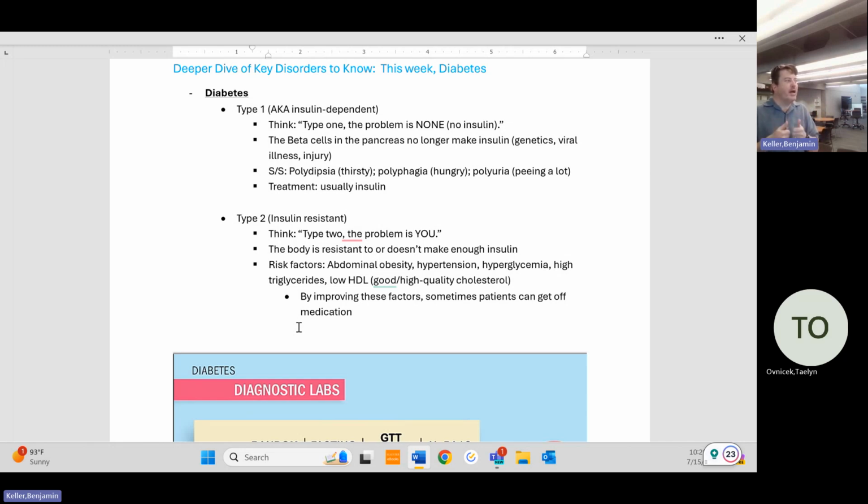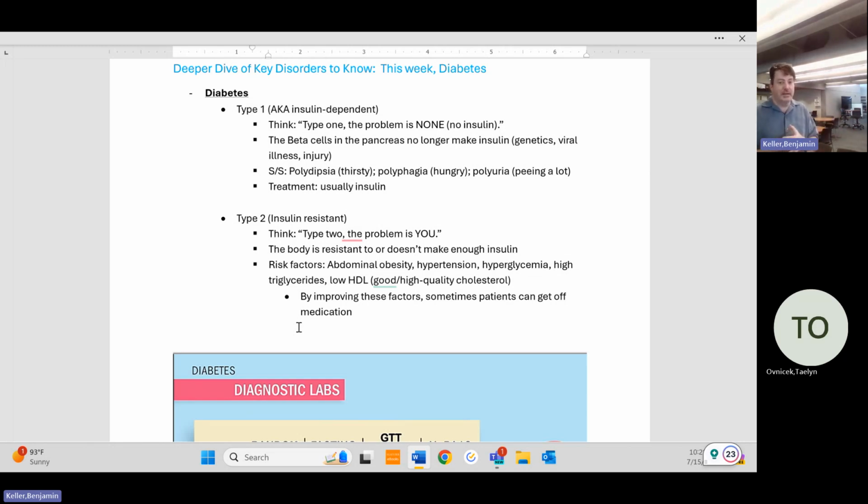And I want to have a high quality cholesterol number, and I want to have a low quality cholesterol number. And if you have a low high quality cholesterol, that's bad news, right? So if you're taking a look at your HDL numbers, these are risk factors that you should know for your exam.